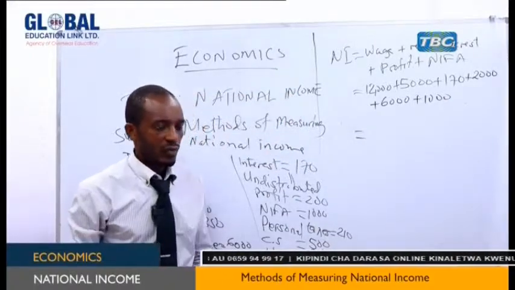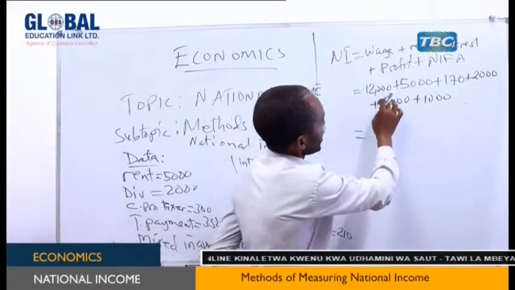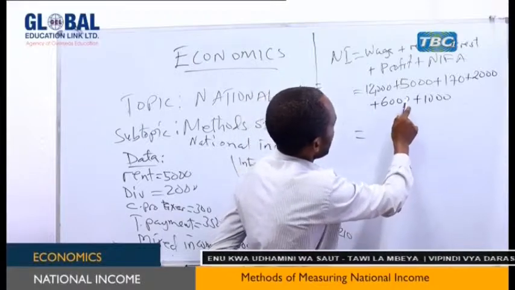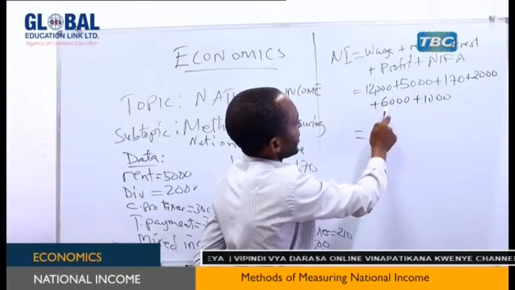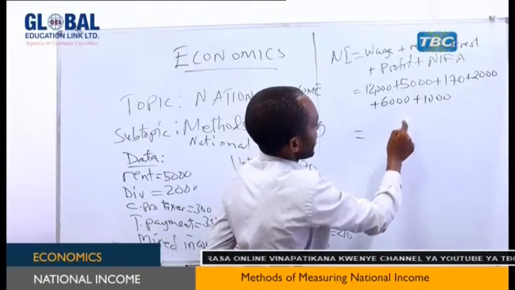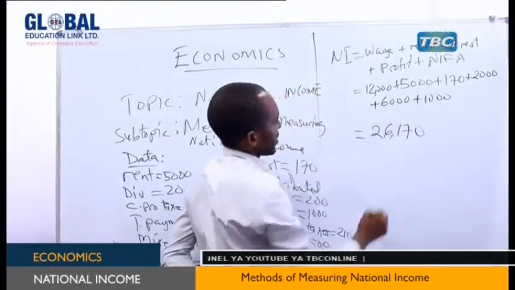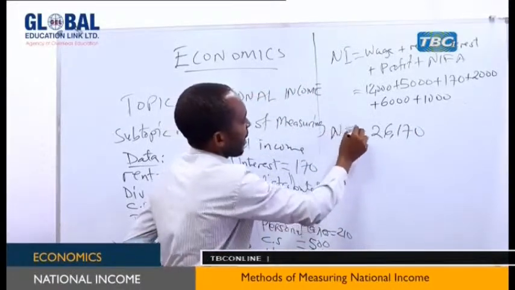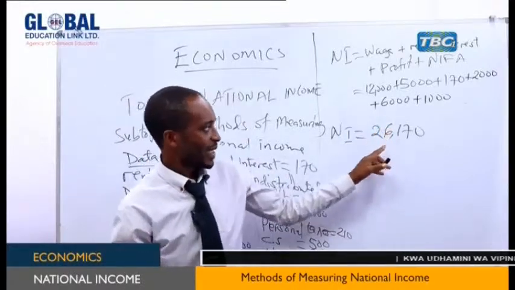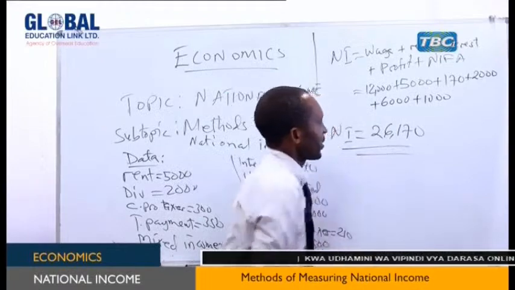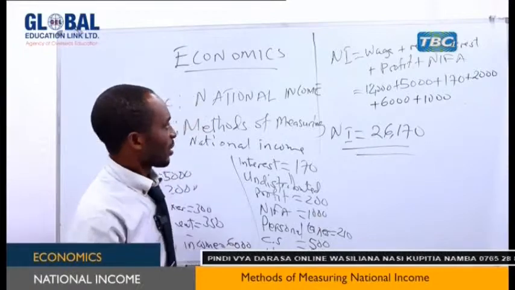So when you add all this, it will be 17,000, then 19, 25, 26, so it will be 26,170. So the national income will be at the factor cost. Since it is the income of factors of production, the national income will be 26,170.